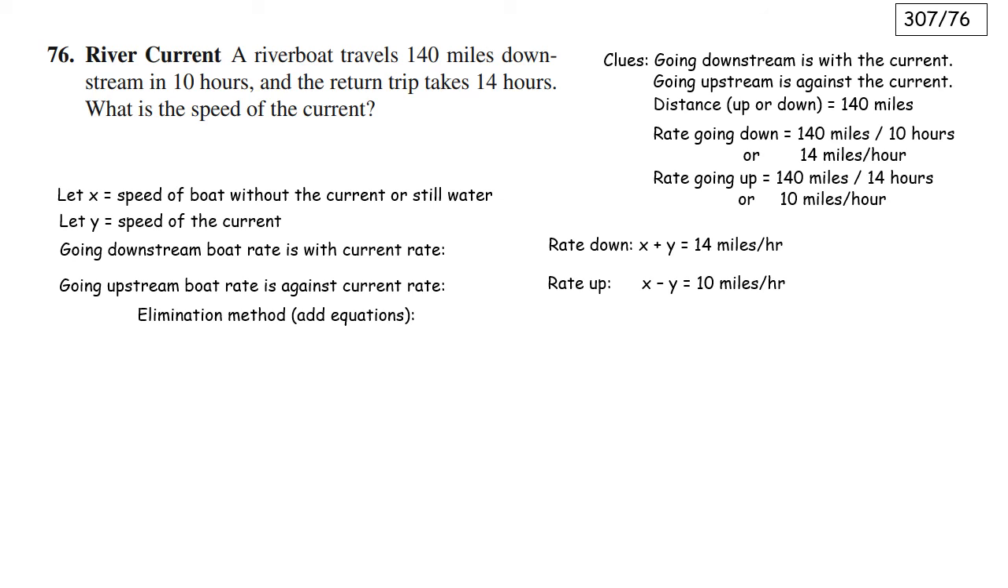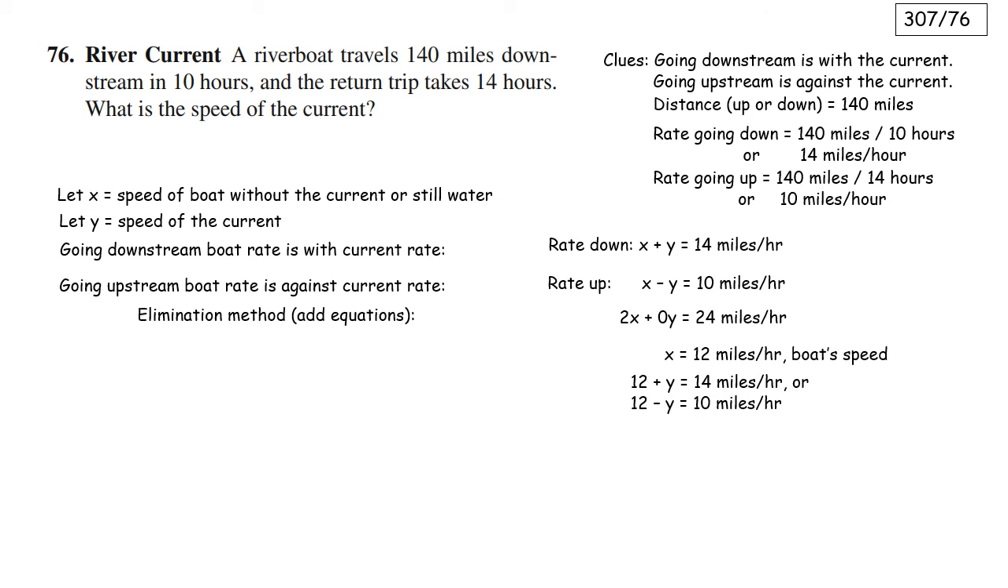Using the elimination method, we add both equations to get x plus x is 2x, y minus y is 0y, 14 plus 10 is 24 miles an hour. We can isolate x by dividing both sides of the equation by 2 to get x equals 12 miles an hour. That's the boat's speed, but we're after the speed of the current.